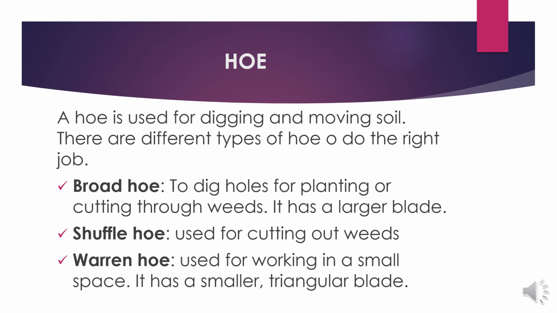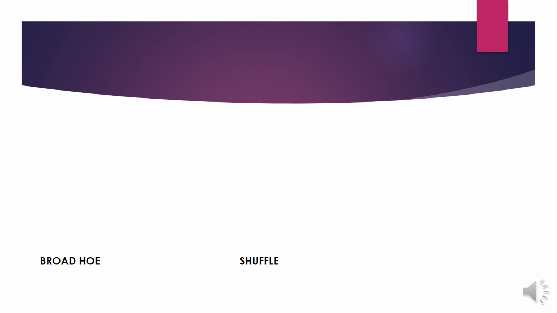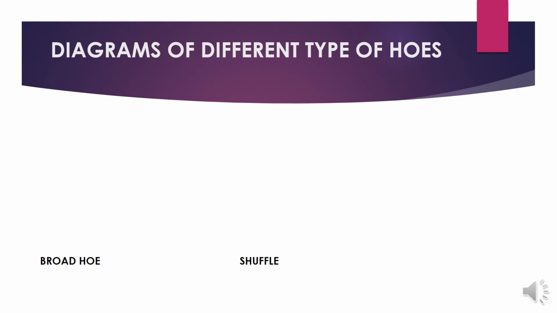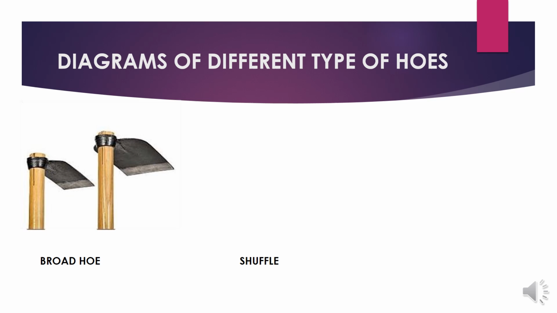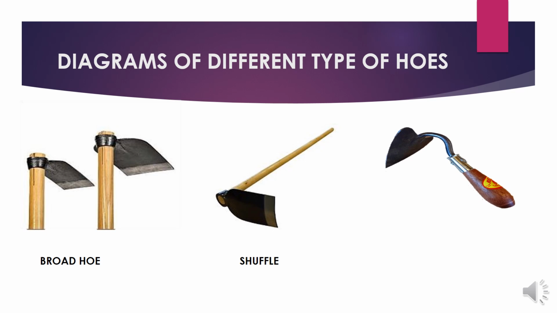The broad hoe is used to cut through weeds and it's very large. It has a very large blade. The shuffle hoe is just used to cut through weeds. It has a normal blade, and the warren hoe is very small and can be used anywhere in a small working space. Here are the diagrams of the types of hoes that we have. Here is the diagram of the broad hoe, and here is the diagram of the shuffle hoe, and here is the diagram of the warren hoe.